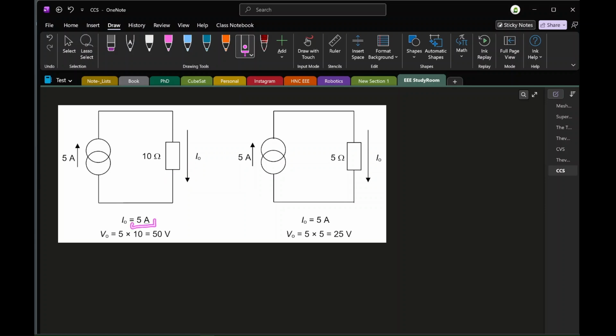Our current stays the same. Similarly on the right hand side, 5 amps with a 5 ohm load. Our output voltage drop across the terminals of the load would be 25 volts, which means that we have a changing condition related to the voltage rather than the current. So as the load changes, the voltage produced across the load changes, but the output current remains the same. So a constant current source is therefore defined as a device that supplies a constant current to a circuit irrespective of the load across it.